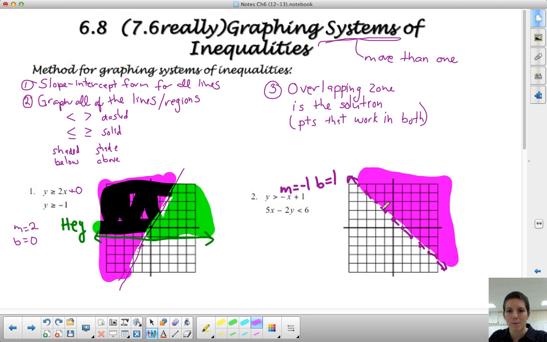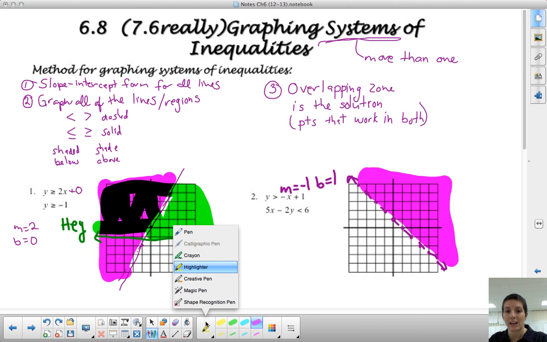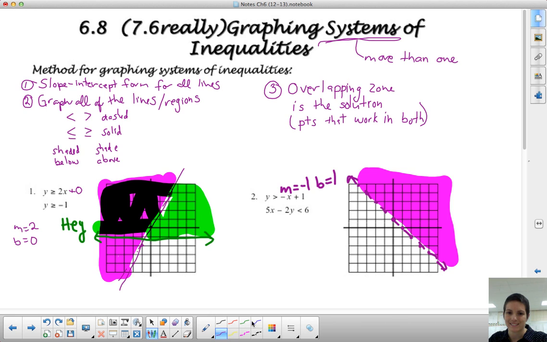So things to notice about my first line. It has a negative slope, the line is dashed, and the shading is above the line. My second line is not in slope-intercept form. We need to do that first. So we'll subtract 5x from both sides. We end up with, ooh, don't lose that negative. Negative 2y less than negative 5x plus 6.